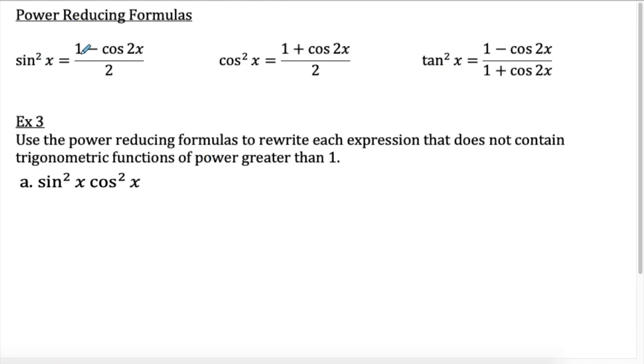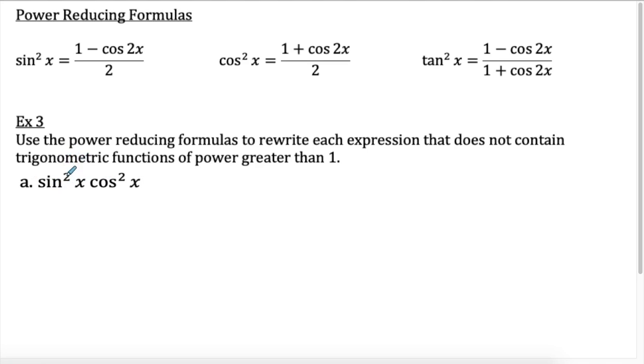Okay, so those are our power reducing formulas. Sine squared is 1 minus cosine of 2x over 2. Cosine squared is 1 plus cosine of 2x over 2. And tangent squared we can write as 1 minus the cosine of 2x over 1 plus the cosine of 2x. Okay, so let's do a few examples where we just reduce an expression so that it no longer has any powers greater than 1.